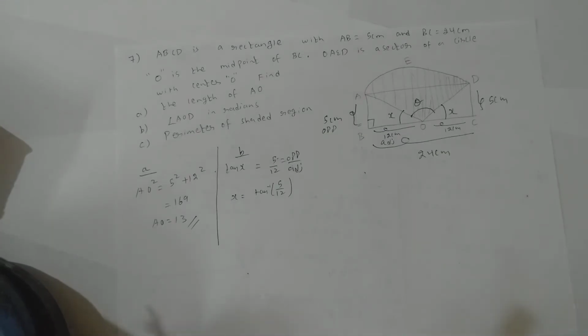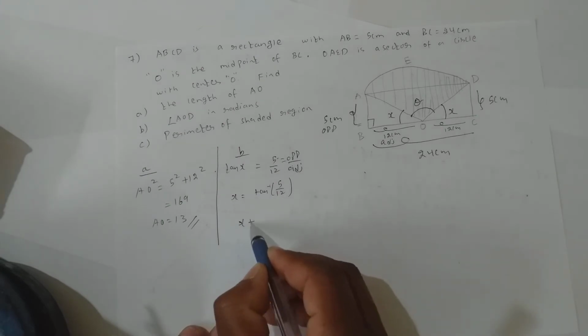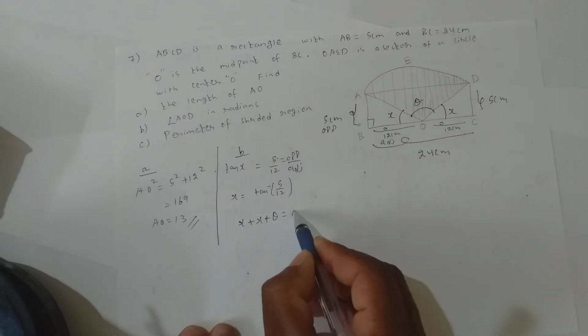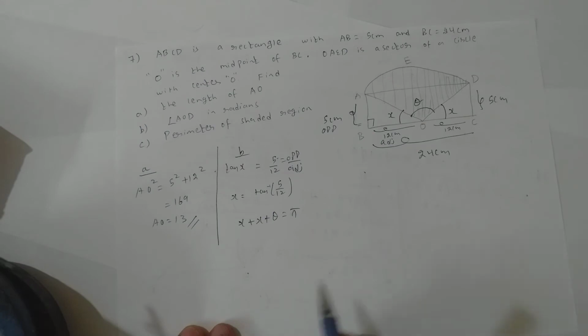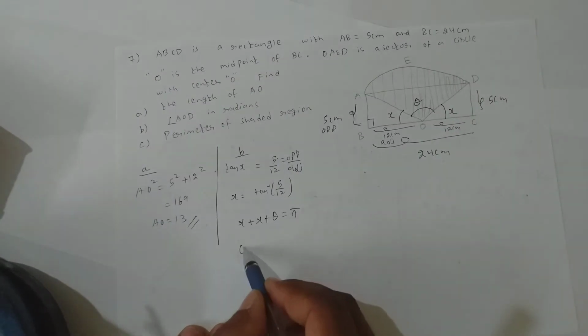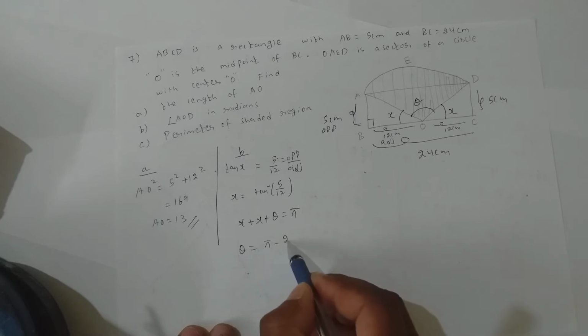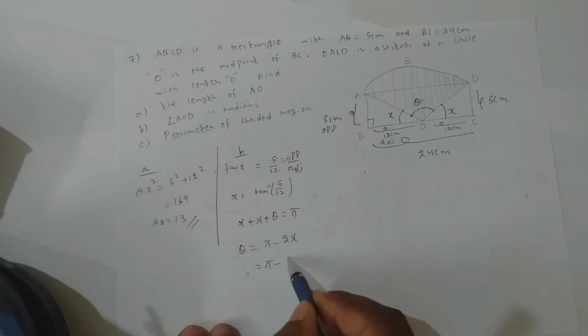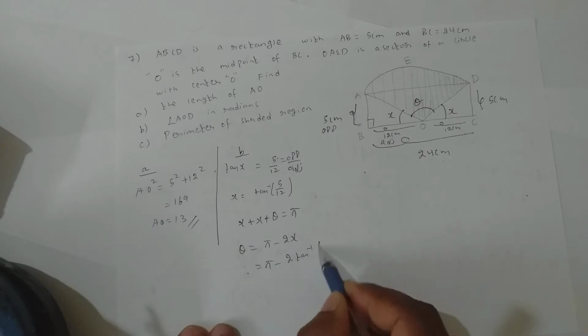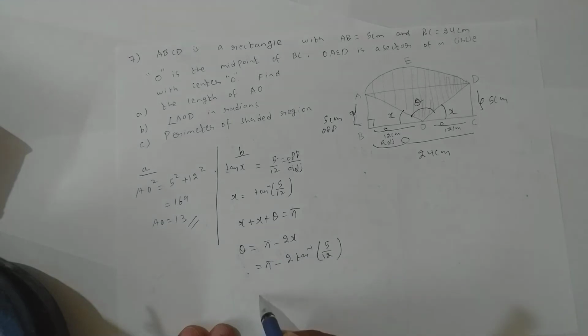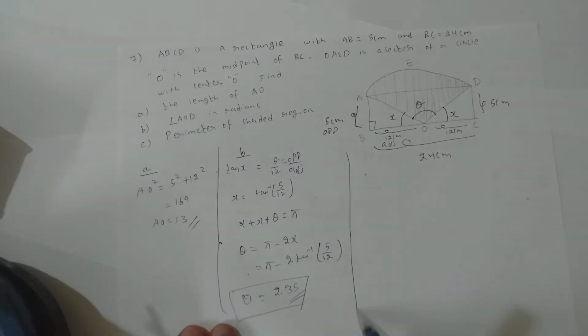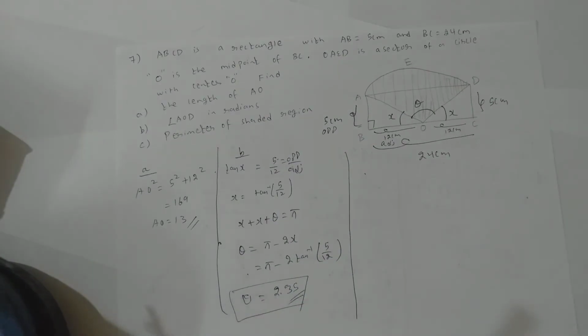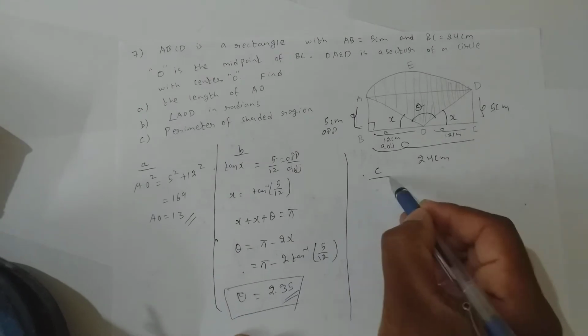Am I clear so far? Leave it like that. Next, I know that x plus theta equals pi, 180 degrees, because it's a straight line. I need to find the value of theta. So theta equals pi minus 2x, which is pi minus 2 into tan inverse 5 by 12. Place the entire thing in the calculator. You will get the theta value to be 2.35. So this is my second bit, B. Am I clear? Now look at C1.